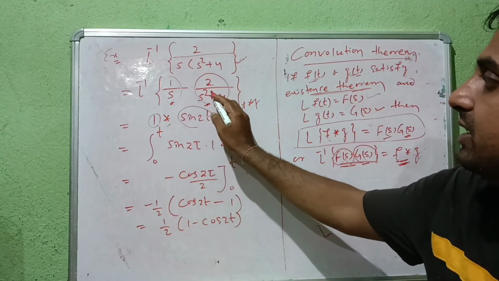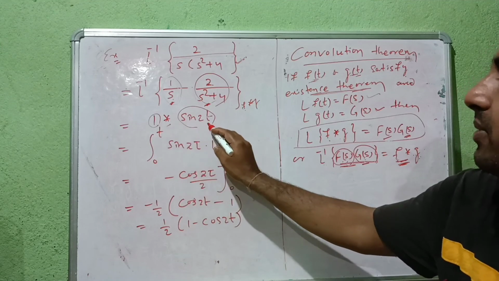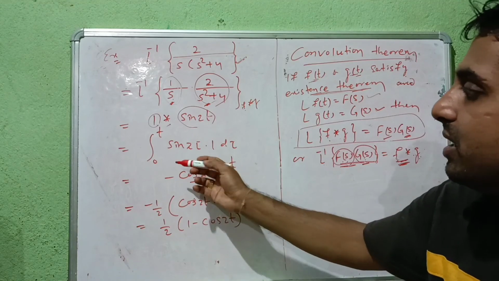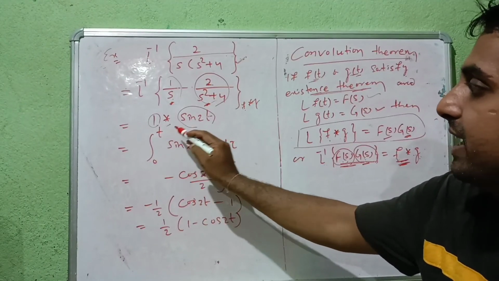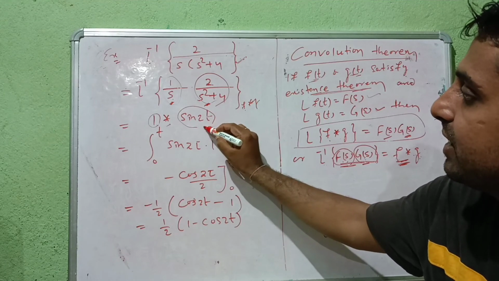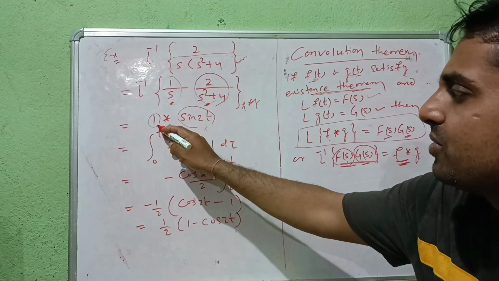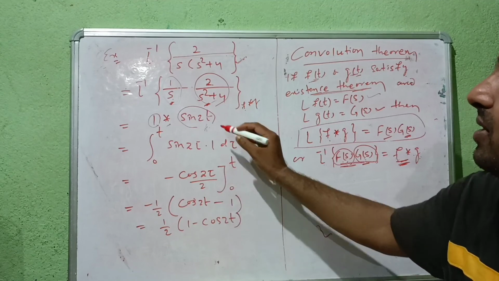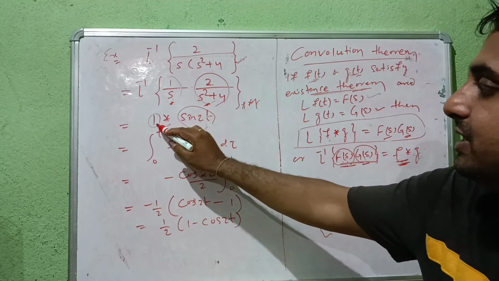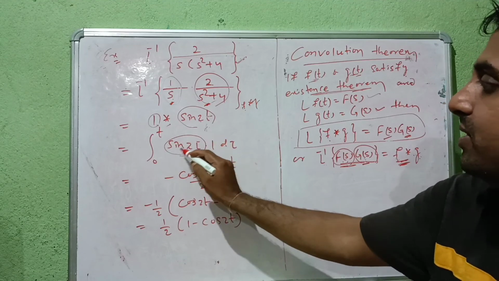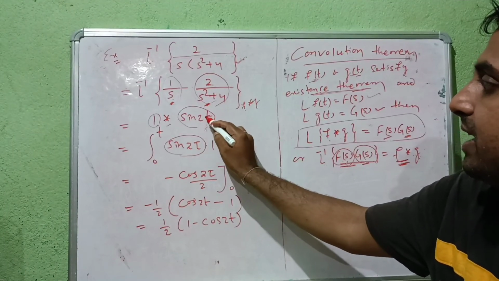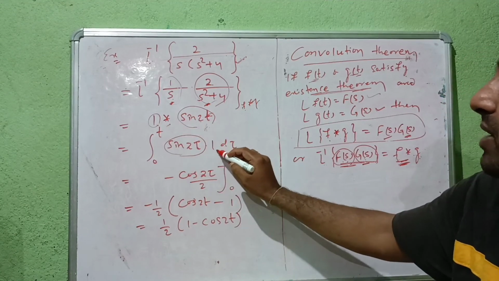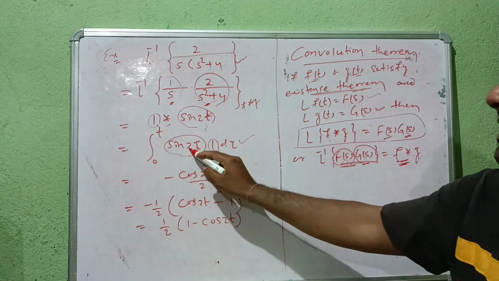So the Laplace inverse of this into this will be 1 star sine 2t, the convolution of 1 and sine 2t. Now we need to find it. According to the definition, it is the integral from 0 to t of f(tau) g(t minus tau) d tau. You can take sine 2t as f and g as 1, because of the commutative property. Then f(tau) is sine 2 tau, and g(t minus tau) is also 1. Just integrate it and find your answer.